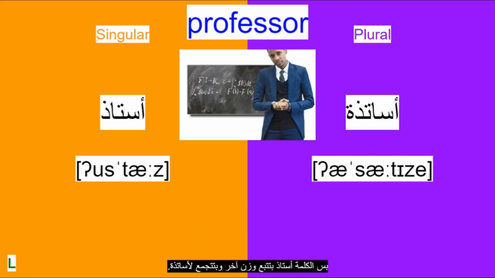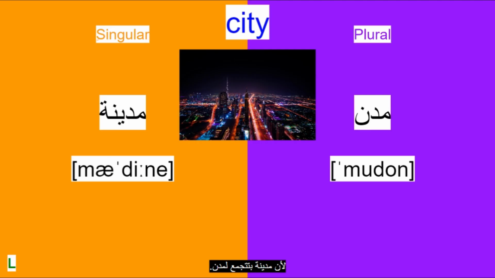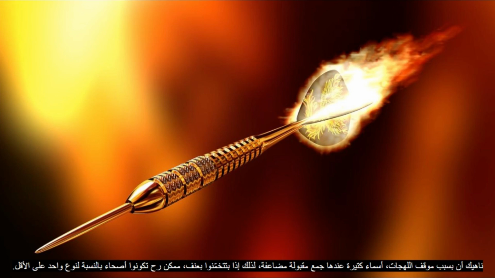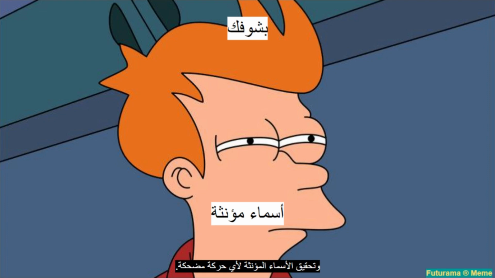But the word أستاذ follows another pattern and pluralizes to أساتذتي. That ta marbuta behaves exactly how it would in a singular noun, by the way. Even with all this nonsense, the feminine nouns have exceptions too, as Medine pluralizes to mudun. Not to mention that because of the dialect situation, many nouns have multiple accepted plurals, so if you take a wild guess, you might be right in at least one variety. If you're learning Arabic, I'd honestly just recommend learning masculine nouns alongside their plurals and checking the feminine nouns for any possible funny business.